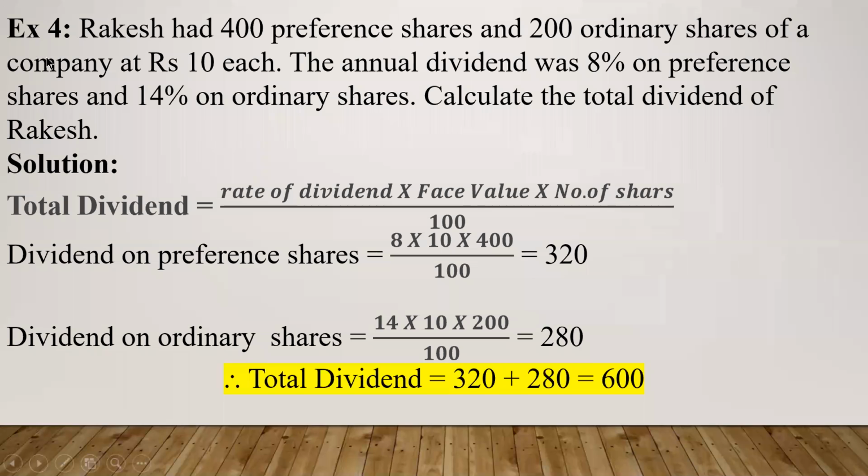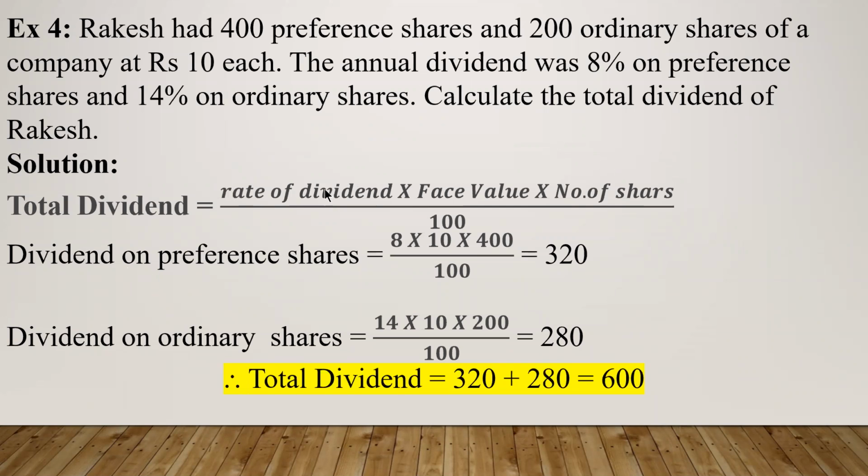Look at exercise number 4. Rakesh had 400 preference shares and 200 ordinary shares of a company at rupees 10 each. The annual dividend was 8% on preference share and 14% on ordinary share. So he is having two types of shares. You have to find out his total dividend. So there are two types of shares. First you find out the dividend on preference share.